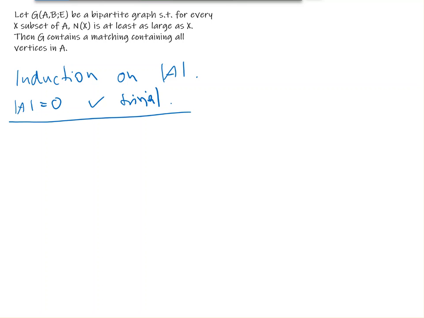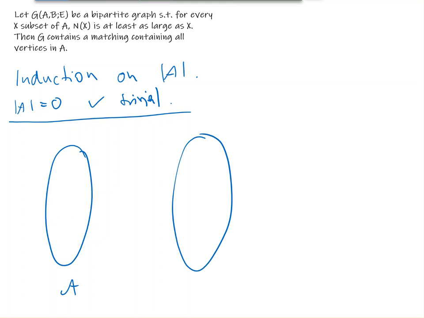So how do we go on? What is the idea here? Here again is my set A, and here's my set B. One idea could be that we can find some edge xy so that if we take these two vertices out of our graph, the remaining graph still satisfies Hall's condition.